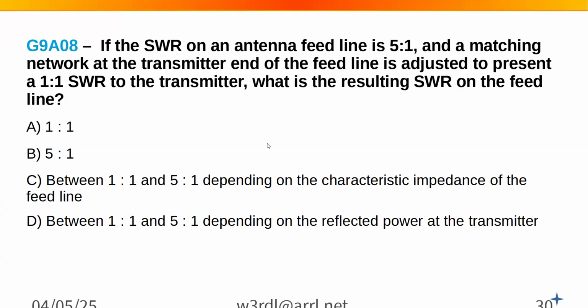I think you do have to make an assumption, because it doesn't say in the question, but you have to make an assumption on what the characteristic impedance of the feed line is. Well, not really. It says if the SWR on the antenna feed line is 5-to-1, what's the resulting SWR on the feed line? You didn't change it.